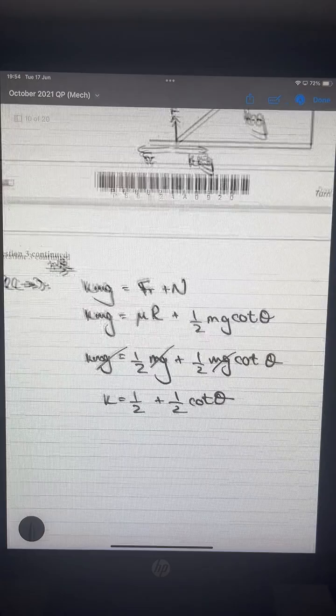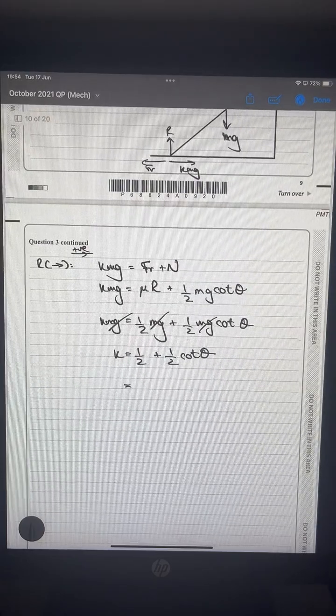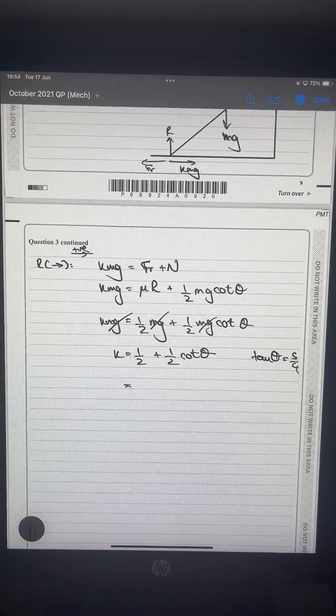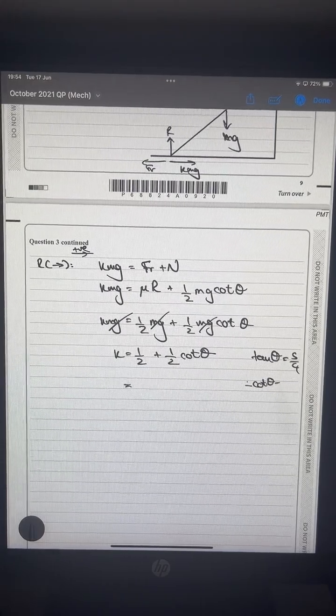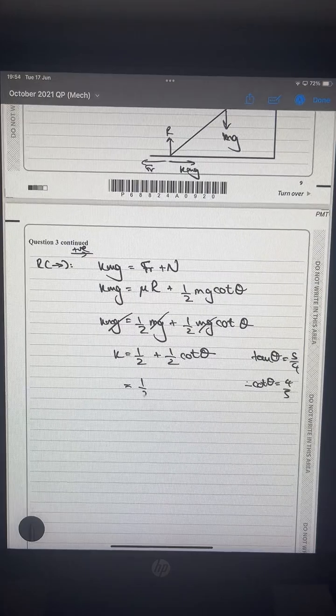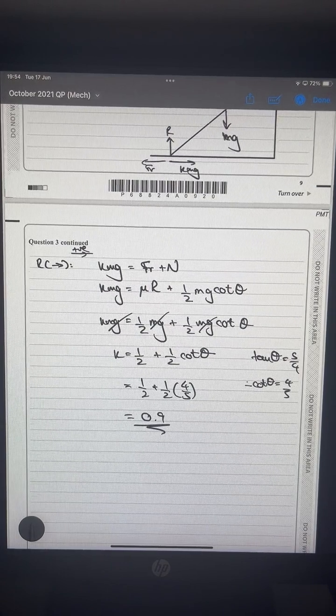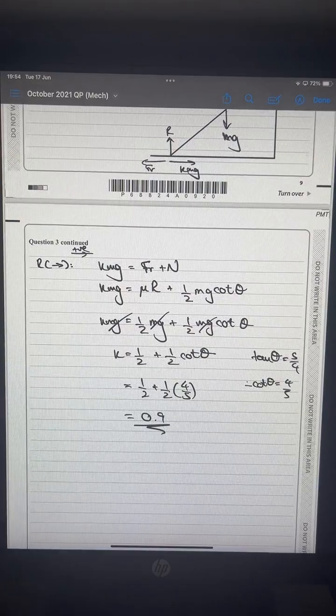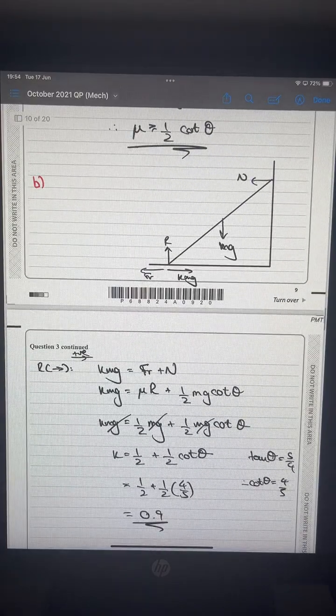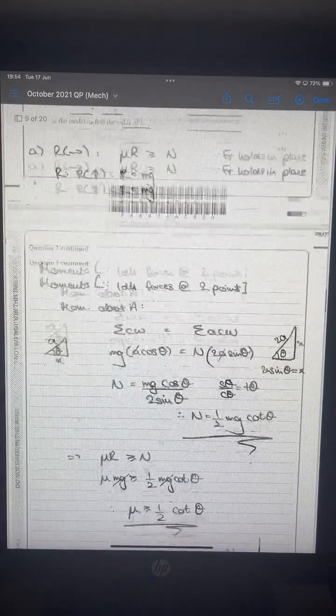You are so close to the answer now, right? So what is cot theta? Well, they told me tan theta is equal to 5 over 4. Therefore, cot theta is just the reciprocal, which is 4/5. So that's a half plus a half times 4/5, which is equal to 0.9 as a decimal. And that is how you do it. So this is 5 marks worth of working. This is also 5 marks worth of working.